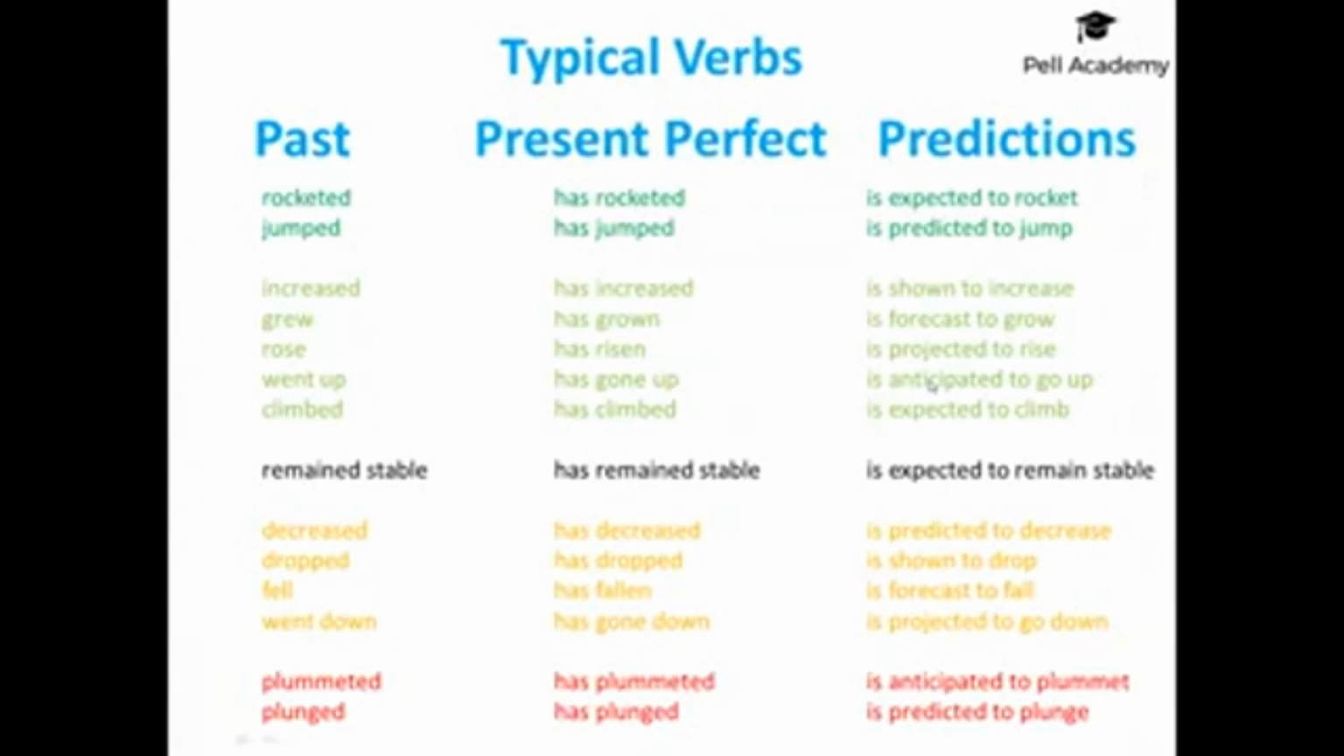You can use any variation with the verbs. It's not that you can only use is expected to with rocket. You can say is predicted to rocket, is shown to rocket, is forecast to rocket, is projected to rocket, is anticipated to rocket. Any of these phrases we're using to show we're talking about prediction can be used with any of the verbs I've given you there. Again, just be careful that you're using the correct verb form. So we're back to just the base verb: expected to rocket, predicted to jump, is shown to increase, is forecast to grow, and so on. Just the base verb like we had at the start of the lesson.